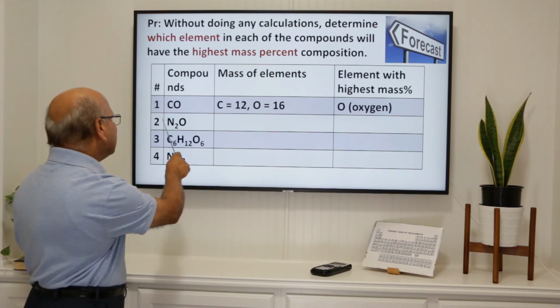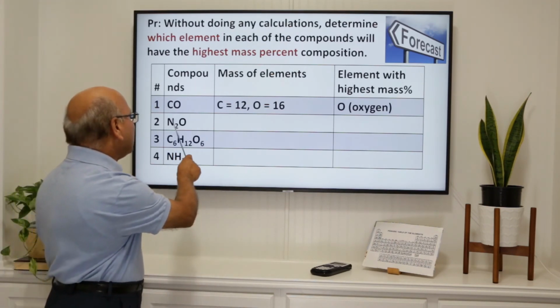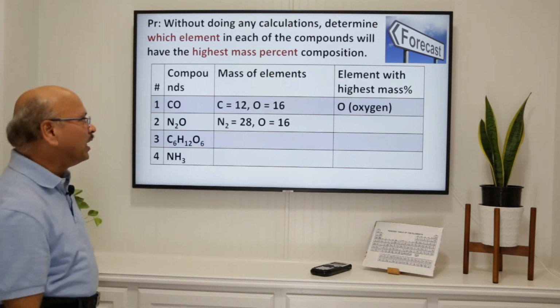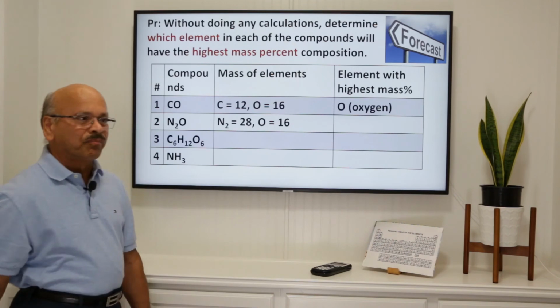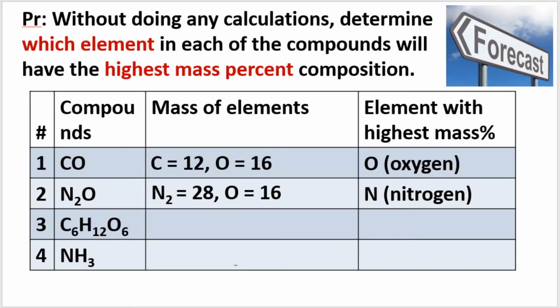So what about this case? N2O, dinitrogen monoxide. Here we have 2 nitrogens, which is 14 times 2, which is 28. 1 oxygen, which is 16. So basically, 28 is greater. So nitrogen is the element which has the highest mass percent.